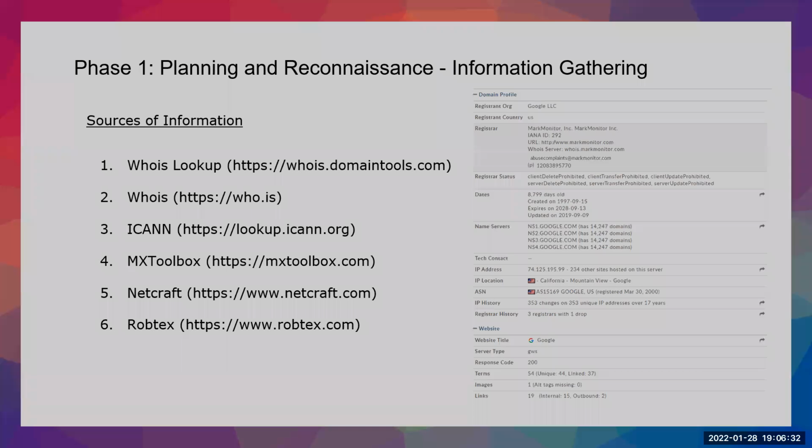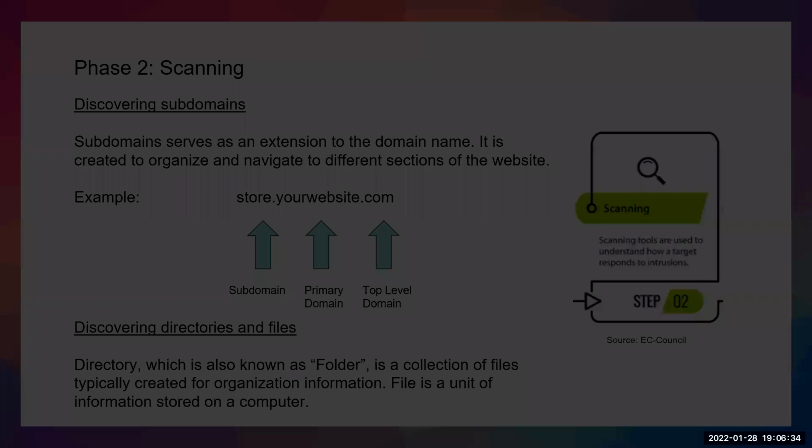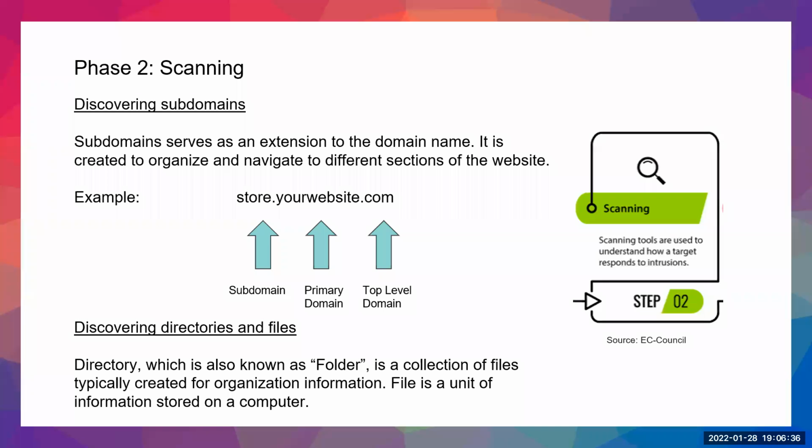Once we are done planning and gathering information about the website, we can move on to the next level of scanning. At this stage, we are further discovering more information that can be useful for us to perform penetration testing. There are two key things we can do here. One of them is to discover subdomains, and the other is to discover directories and files in the website itself.